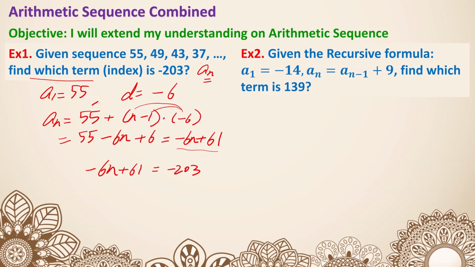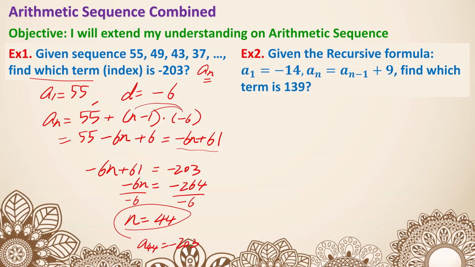Subtract 61 over, so negative 6n equals negative 264. And then we'll just divide both sides by negative 6. So n would be, negative 264 divided by negative 6 is 44. So there you go. The index is 44, which means, in other words, a sub 44 is negative 203. That's question 1. Next, example 2.